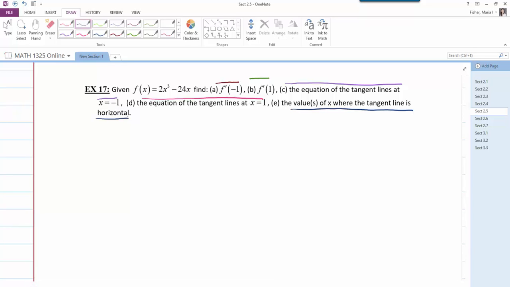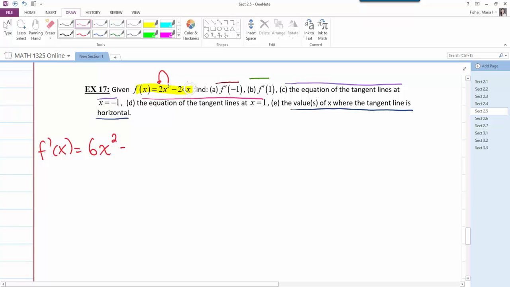So in order to find f prime of negative 1 or f prime of positive 1, I first need to find f prime of x. Well, I am given that f of x is equal to 2x cubed minus 24x. So I'm going to use my rules to find f prime of x. So f prime of x is going to equal 2 times 3, which is 6x. Raise it to 1 less. 3 minus 1 is 2. Minus the derivative of 24x. Remember, when it's just an x, it's got a power of 1. It's just going to be 24, because it's going to be 24 times x to the 0, and x to the 0 is just going to be 1. So we have 6x squared minus 24.